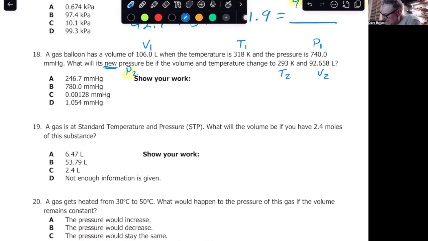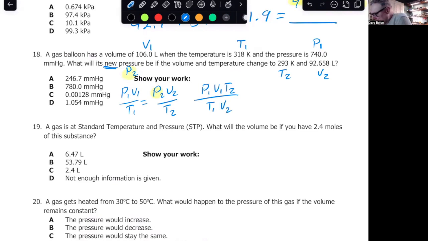And so I like to write it out ahead of time. I've just been doing that the whole time, so I'm going to keep doing it. So P1 V1 over T1 equals P2 V2 over T2. And I would love to know what P2 is. So let's do a little cross multiplying here. So P2 equals P1 V1 times T2 divided by T1 times V2.